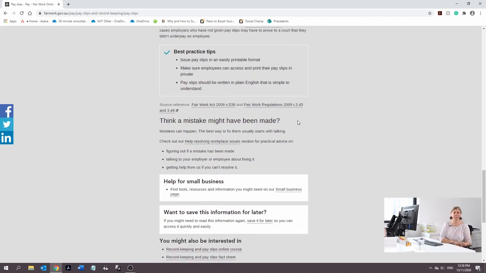Issue payslips in an easily printable format that makes sense, so the employees can access them, and they should be written in plain English. Your payslip should not be a mystery to you. There is some information on there that is complicated: HECS, staff deductions, FBT, fringe benefit tax, what your superannuation contributions are. That's all actually really complex stuff to do with tax, and you might not understand it all, but it should also be quite clear to you what it is.